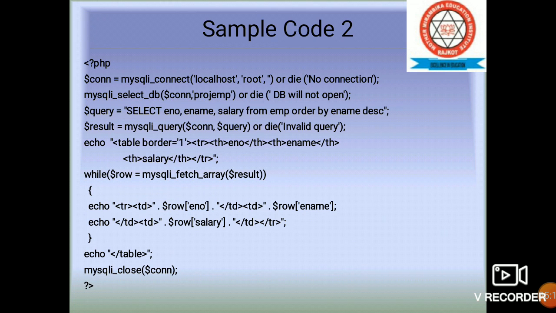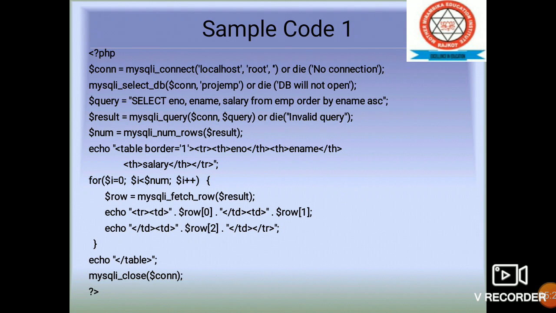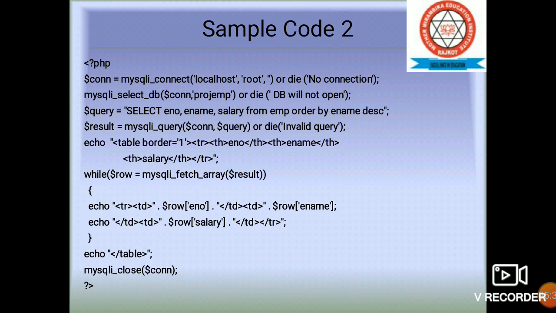The only difference between sample code 1 and sample code 2 is that in the above example we have used a for loop, and the retrieval of the $row array variable is index based, while in sample code 2 we are using a while loop and the retrieval of data is based on column name.